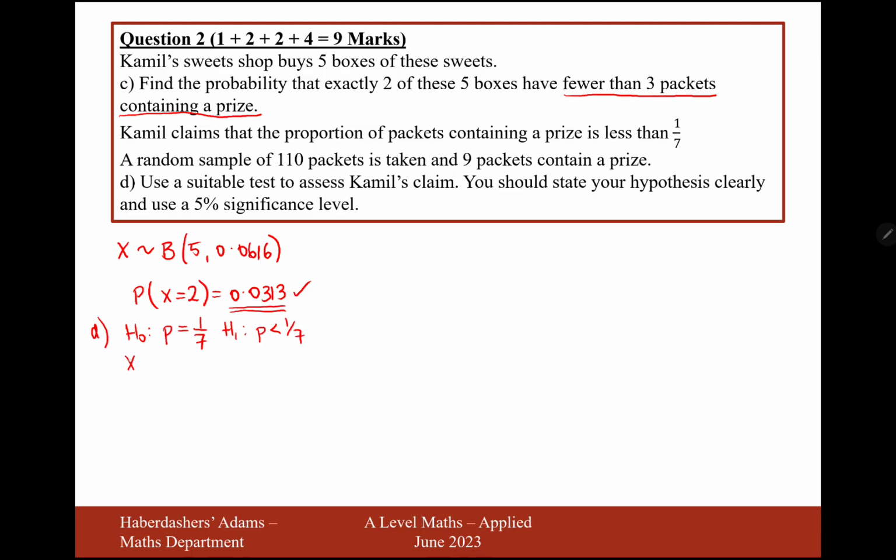We'll need to use that binomial distribution from before, so t is binomially distributed, sorry, no, it's changed now, isn't it? It's not t, because we've now got 110 packets, not 40. So let's do y. Y is binomially distributed with 110 trials. We're going to assume the probability is still 1/7 and then test what the probability of picking 9 packets is if the probability was still 1/7. So y is the number of packets containing a prize.